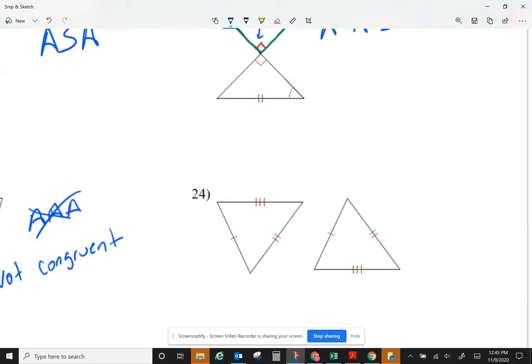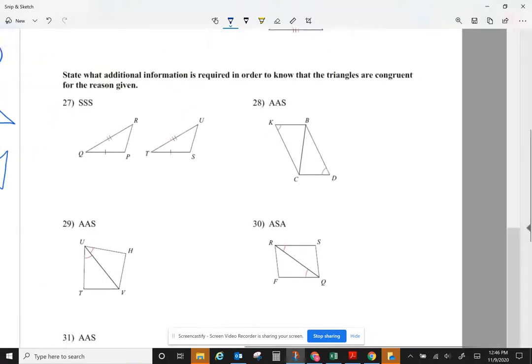I look at number 24. First, I ask myself, can I mark a side? Is there a side that is used by both triangles? No. Can I mark an angle? Do my angles form an X? No. However, I see on one triangle, one side, two sides, three sides marked. I notice the other triangle is marked the same way. I have three sides marked. That's side, side, side. Then take a look at number 25.